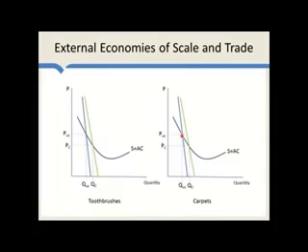Same thing over here, U.S. demand for carpets is in blue, Chinese demand for carpets is in green. So the demand is the size of the market in these two countries. Given the size of the market, given the demand in the United States, the price of toothbrushes in the United States will be here, and the quantity of toothbrushes sold will be here. Same thing for carpets. The price of U.S. carpets is given here and the quantity here.